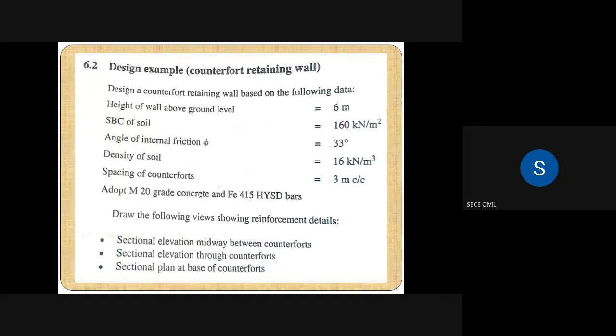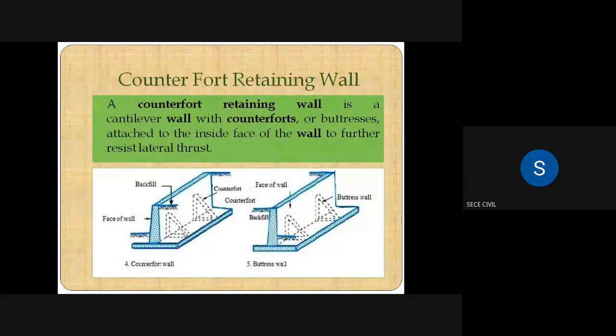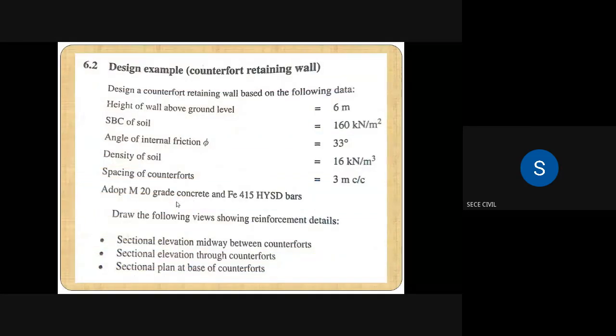So spacing means this distance. The spacing between two counterforts, center to center distance, is 3 meter. So this is one counterfort and this one is another counterfort. The distance between these two counterforts is 3 meter in this question. Adopt M20 grade concrete and Fe 415 HYSD bars. Draw the following views showing the reinforcement details: sectional elevation midway between counterforts, sectional elevation through counterforts, then sectional plan at base of counterforts. We have to draw 3 diagrams.